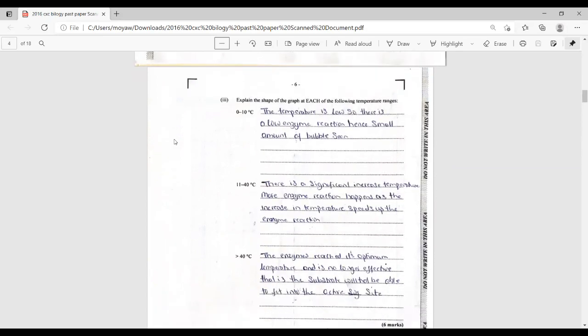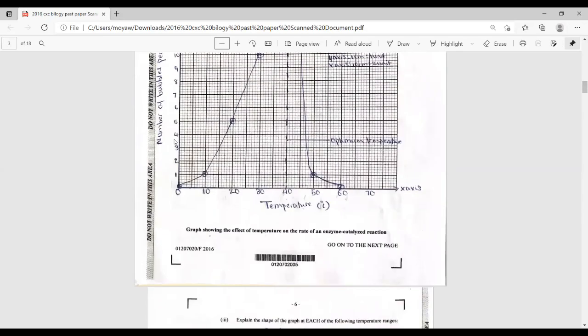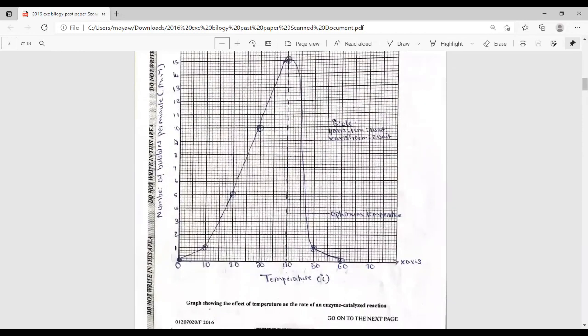So at 11 to 40 degrees, let us look at the graph. At 11 to 40, so 11 would be after 10, to 40, we realize that there is a drastic increase in the temperature as well as the number of bubbles, because at 40 we have 15 bubbles, so there's a lot of bubbles there, and the temperature increases from 10 to 40 degrees.